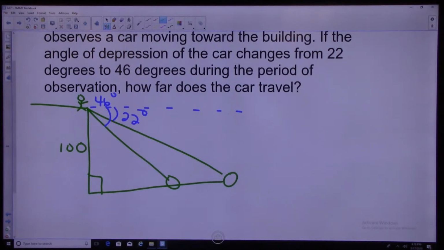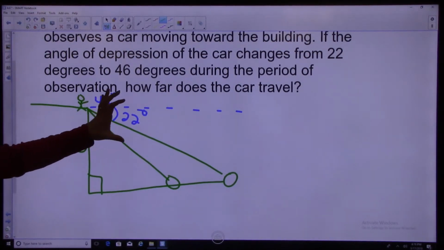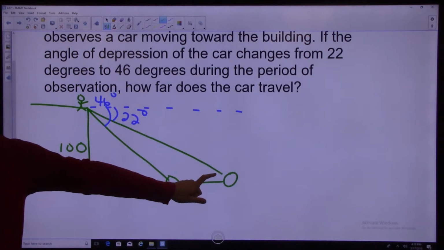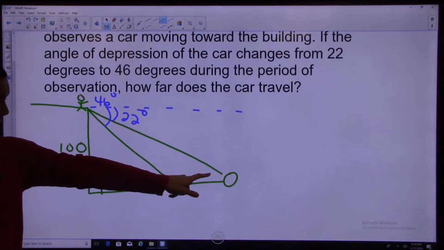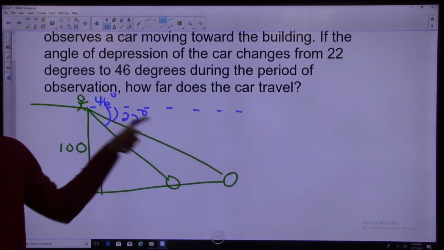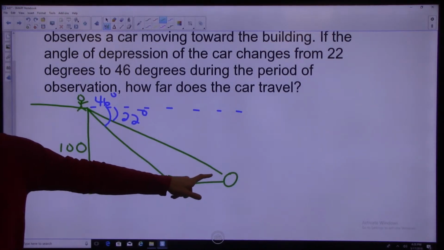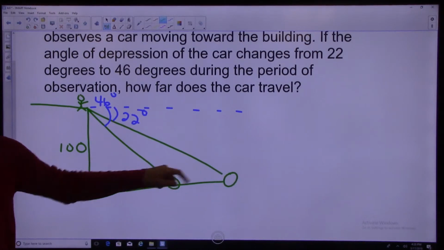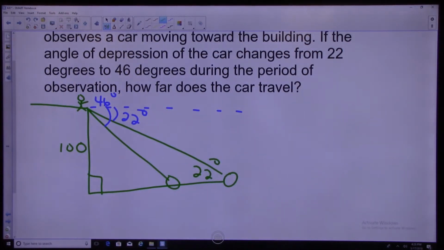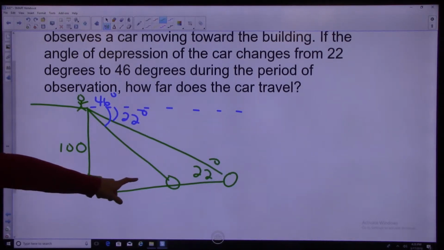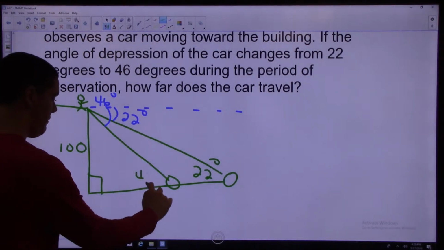Okay. So if those two are my angles of depression, you guys tell me, or try to answer this, what is that angle going to be, this first angle of elevation from the car up to the building? The one I'm pointing to here, hopefully you got it, 22 degrees. Okay, it's going to be 22. And this angle of elevation is going to be 46 degrees.